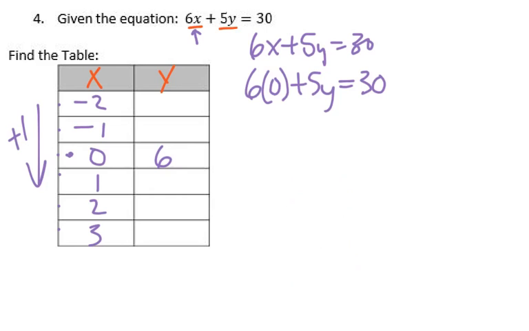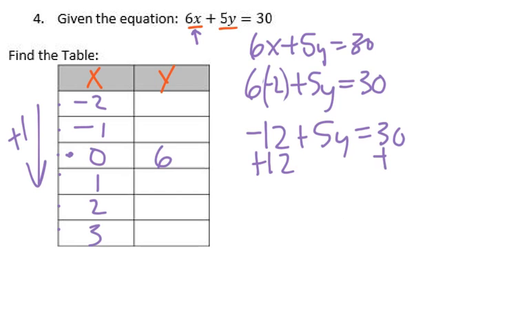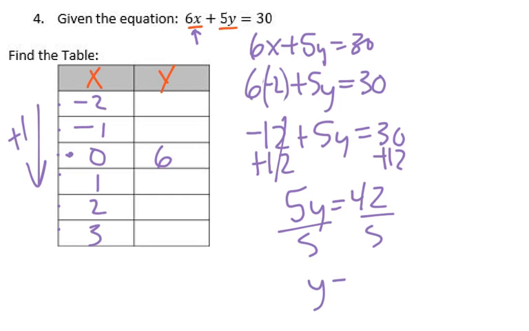Now let's do some numbers that we've already chosen. So let's do -2. 6 times -2 is -12 plus 5y equals 30. Add 12 to both sides. We get 5y equals 42. Divide by 5, and we get a horrible, ugly looking thing. Okay? 5 can go into 42 eight times with 2 left over. Okay, 8 2/5. Now, you guys probably won't want to do the decimal.